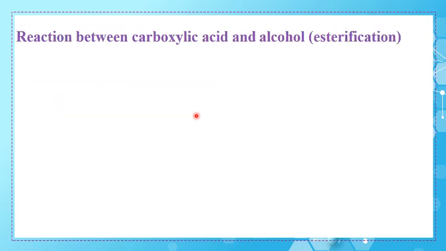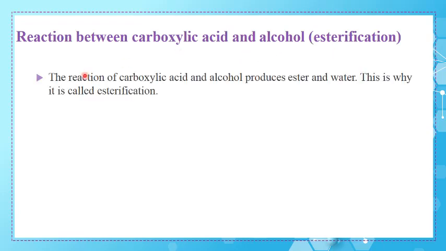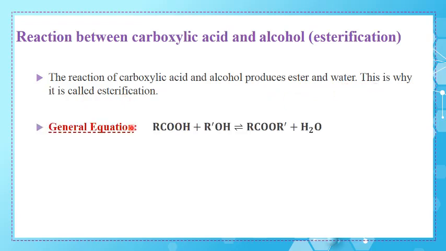The third reaction is the reaction between carboxylic acid and alcohol. It is called esterification. So, simply the reaction of any carboxylic acid with any alcohol will produce a molecule called ester and water. This is why this reaction is called esterification. Now, the general equation is the following. I will not explain it in detail because the next lesson will be about esterification. But let me give you a brief idea.